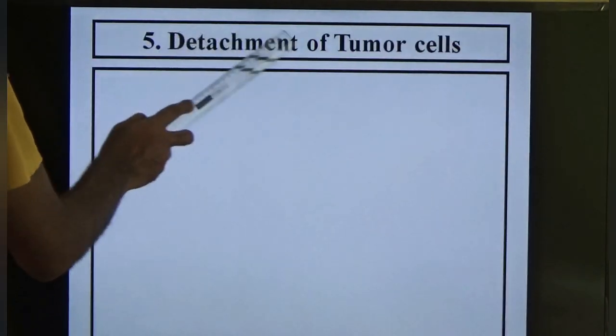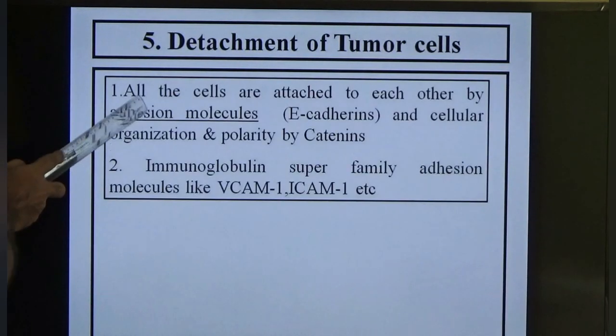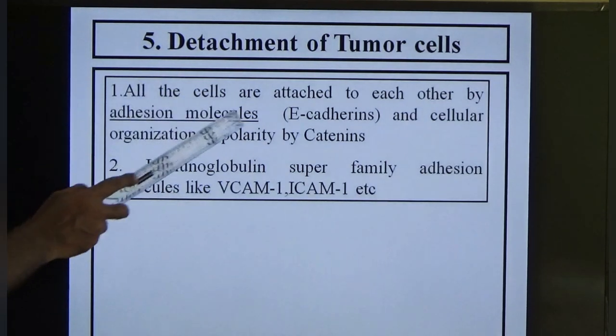Next one, detachment of the tumor cells. What is detachment? It is a loosening. In our body, normally there are two adhesion molecules.